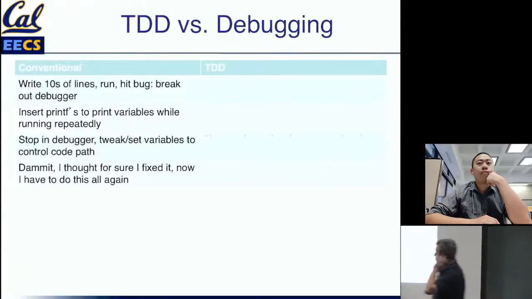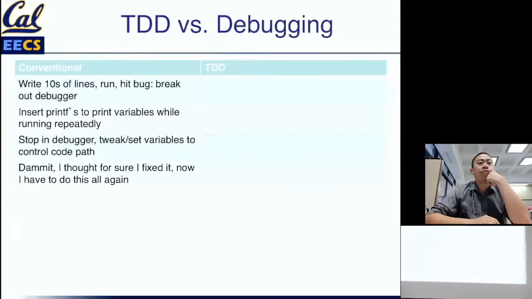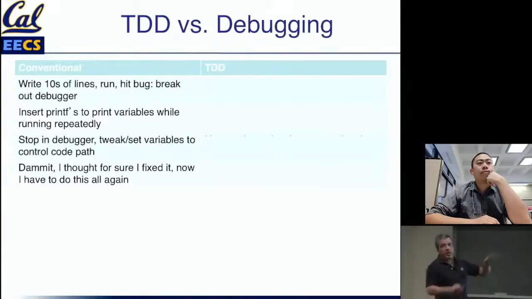So here's the way I used to write code and debug. Maybe a lot of you do the same thing. You start out by writing a bunch of code, maybe a couple of tens of lines. You're a good coder, so you're sure it's right. But it's not, because when you run it, something goes wrong.